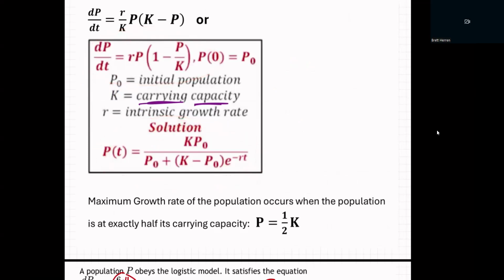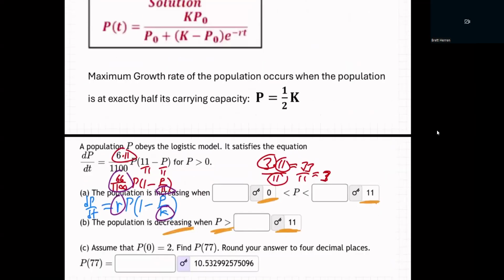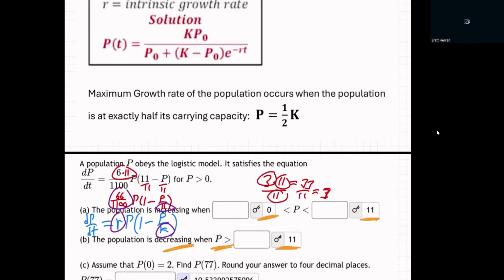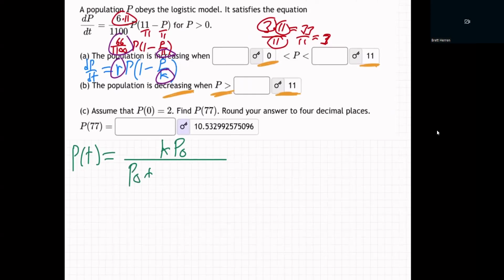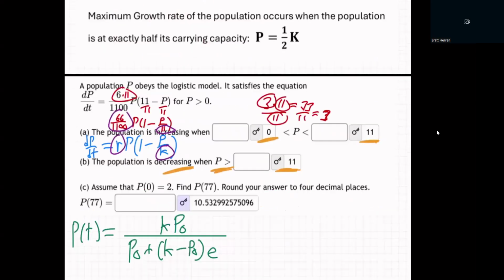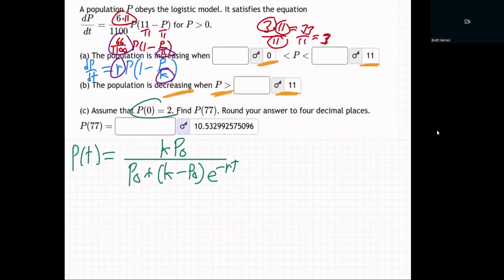So the solution is, let me write that down. P of t, as it says, this is the solution. K P0 over P0 plus K minus P0, e to the minus rt. So there's the solution. And it's telling us P of 0 is 2.